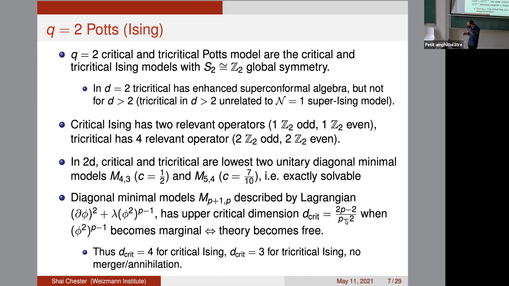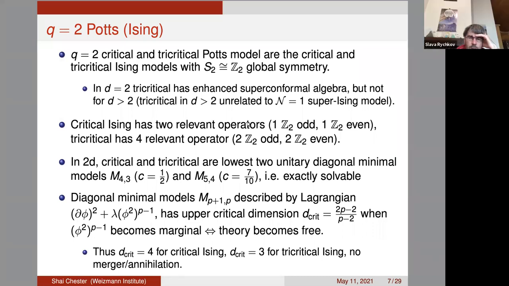Another way you could see that you shouldn't have expected merger and annihilation is that the one theory had two relevant operators, but the other theory had four relevant operators. And it's probably only reasonable to expect merger and annihilation for two theories that differ by a single relevant operator. Because otherwise, it's very unlikely that as you change some parameter, both relevant operators would change. That seems very unnatural.